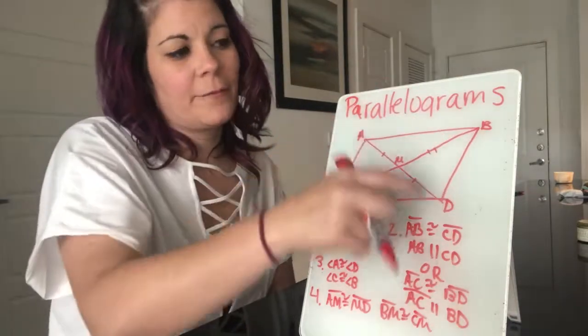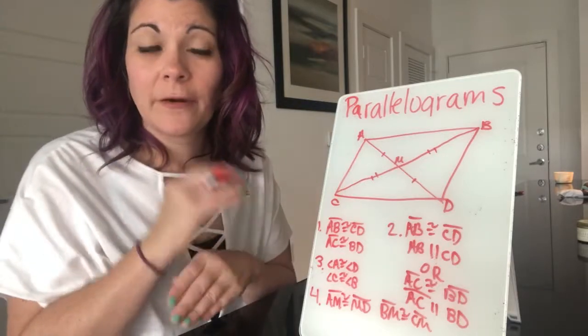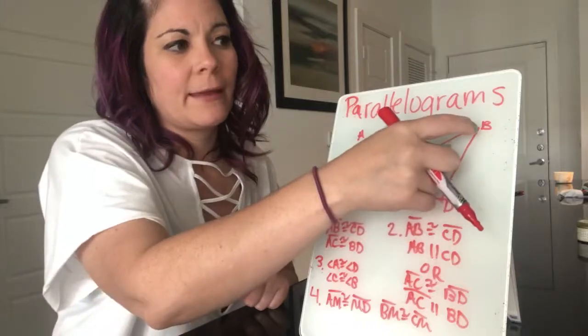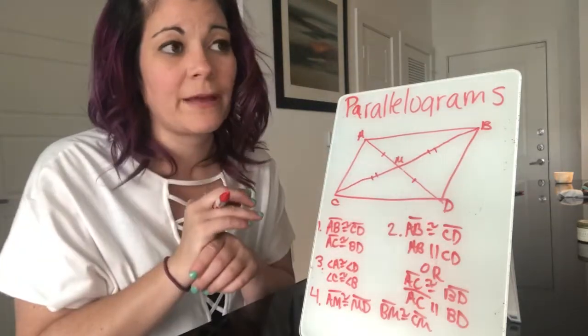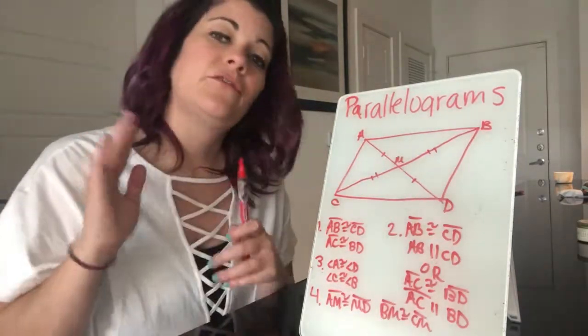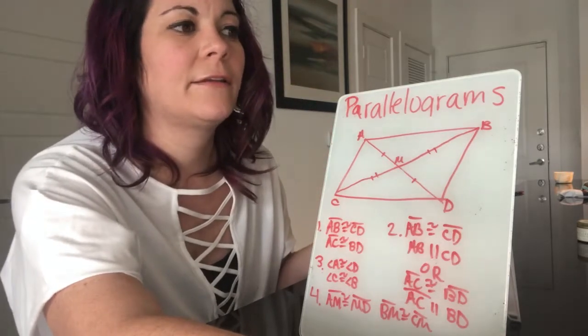So if the diagonals bisect each other, because you have to prove that they bisect each other, that means AM and MD will be congruent and BM and CM will be congruent. If they're not congruent, then the diagonals don't bisect each other, they just intersect each other, okay? So it has to be bisect. If the diagonals bisect, then you can say that it is a parallelogram.